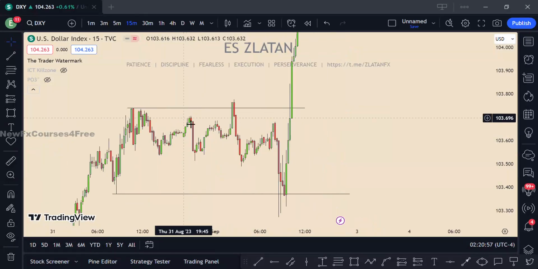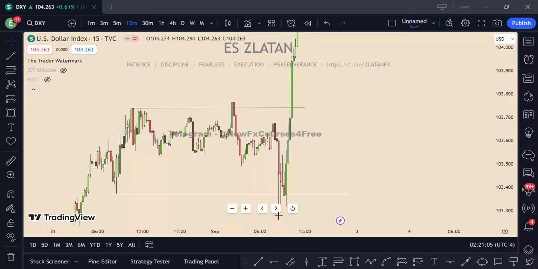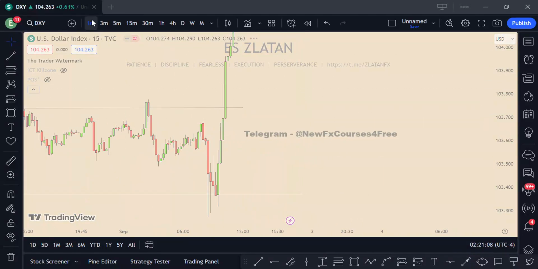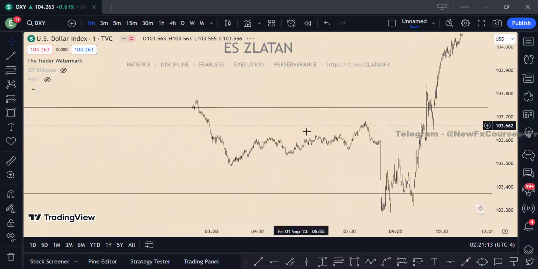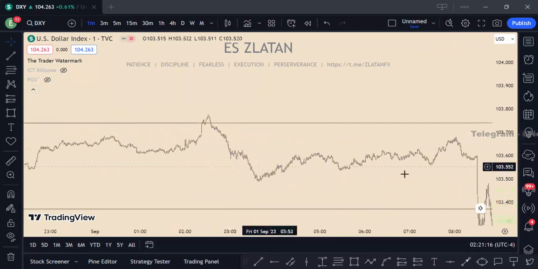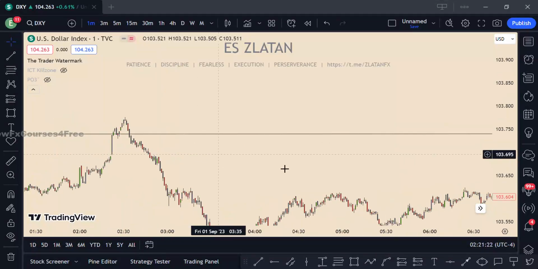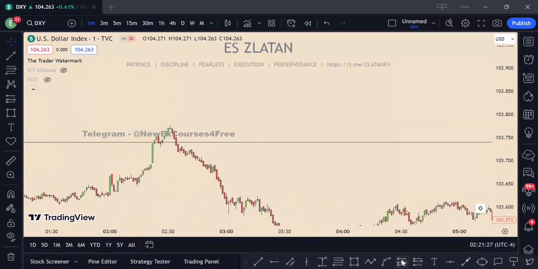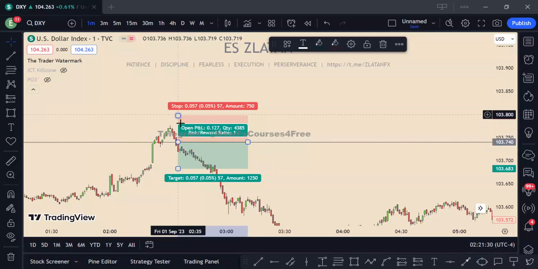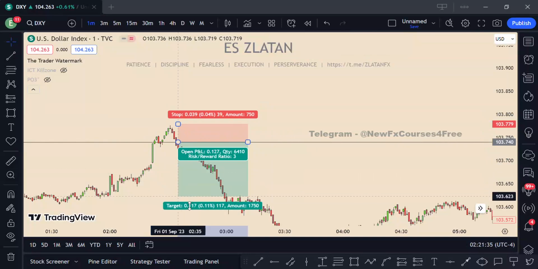And one more way to enter is when price takes out the low or the high like this, you go into your lower time frame. You go into your lower time frame. This is your 1 minute. Once price takes out this and comes back into the range, I can as well take this with my stop loss at just that high and expect price not to take it out.